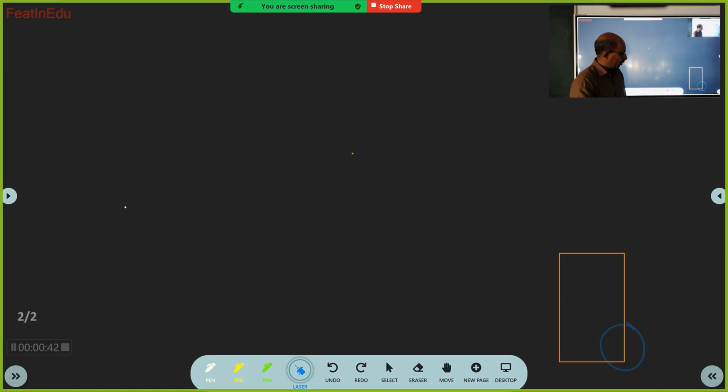It is shifting its position to the left. This is called lateral shift. See, now the ray is directly coming from the source to this point. Now if I insert a glass slab in between, the ray will shift to the left. So this is called lateral shift.